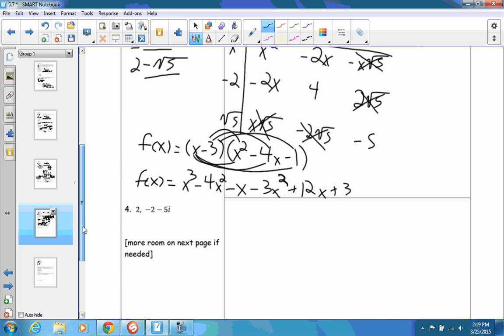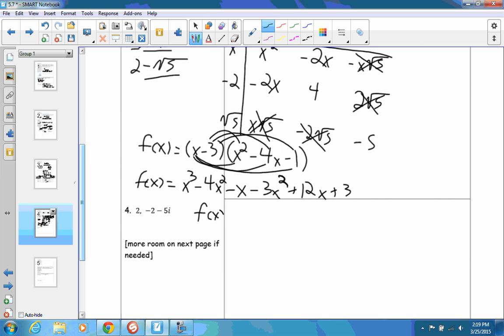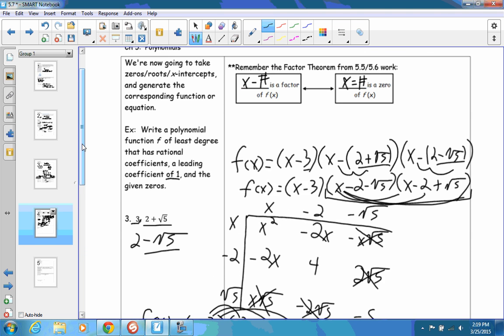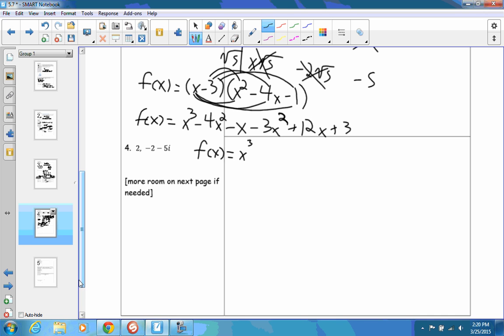And then we just got to do one last step. Combine like terms. f of x, I've only got 1x cubed. And stop right there and see if you follow directions. A leading coefficient of 1. Do we have that? Do we have the leading coefficient of 1? Yes. Do we have the least degree? How do I know if I have the least degree? Well, how many zeros did I have? It gave me 2, but I knew 3. And so if I know 3 zeros, what's the highest degree it could be? 3. And it's x cubed. Beautiful.